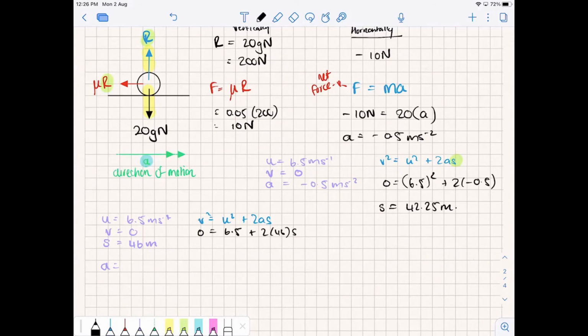Okay, and we can just solve for A, and that should give you also a negative answer, right? And I believe this is rounded to 3 significant figures, 0.459 meters per second squared, right? Remember to save that in your calculator so that you have the exact answer.